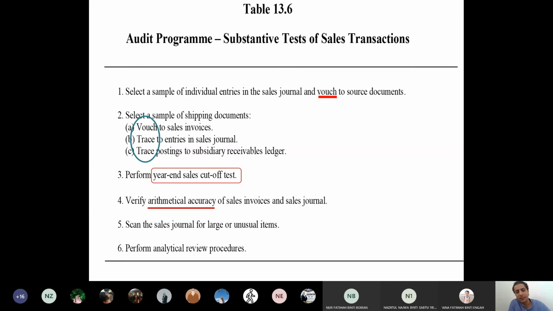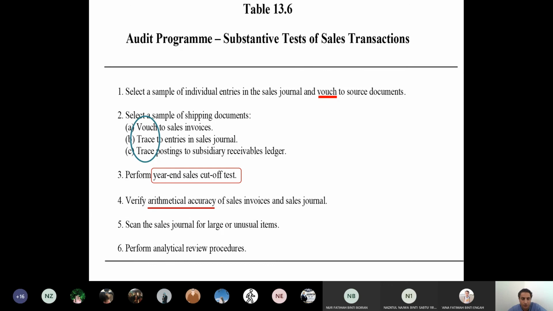But the tracing is the opposite. We get the source document and we check whether it is in the record. So if we go vouching, it helps to check the existence, whereas tracing is checking the completeness. We will verify this in a short while.